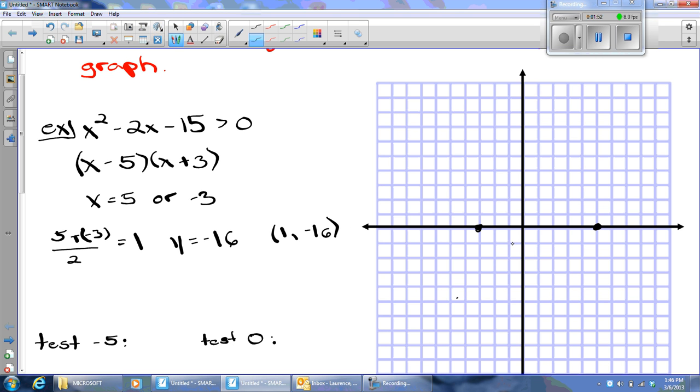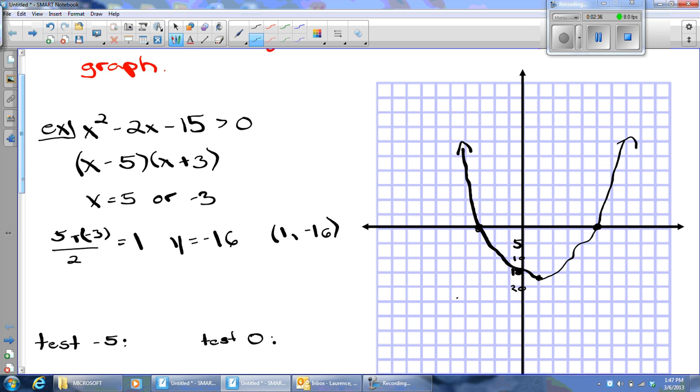I'm going to make these count as 5, 10, 15, 20. So then our vertex is going to be about here. Okay, so I'm going to try and draw this. That wasn't too bad. That side looks a little better. Don't forget our arrows that indicate it goes on forever.